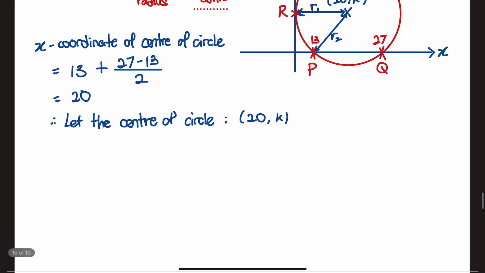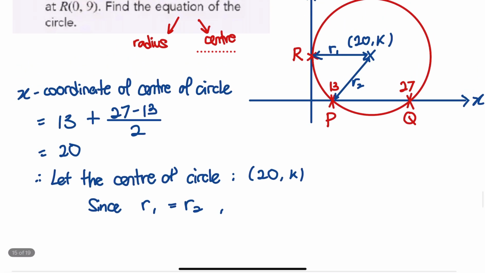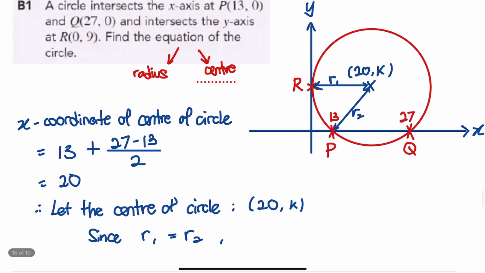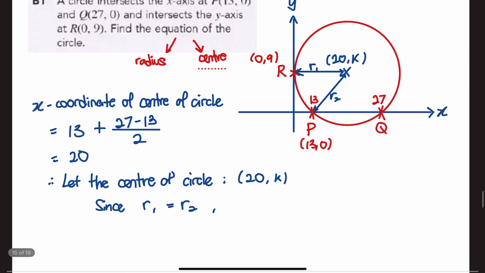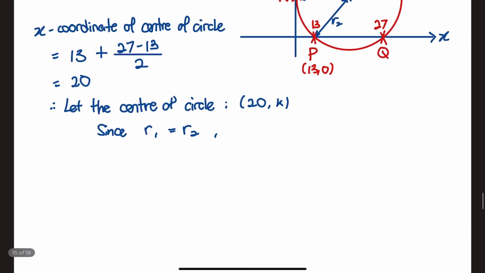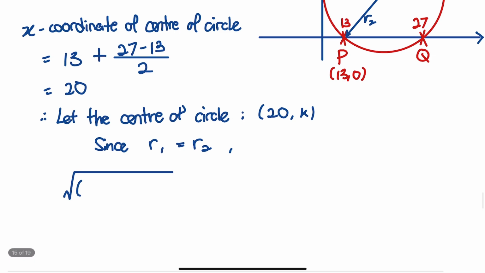Since I know that they are both radius, R1 is equal to R2. Therefore, I can use the length formula. The length of R1, this length here, I take into account the coordinates of R, let me write out (0, 9). P is (13, 0). To find this distance here, by the length formula, this will be square root, of, the x-coordinate is 20.